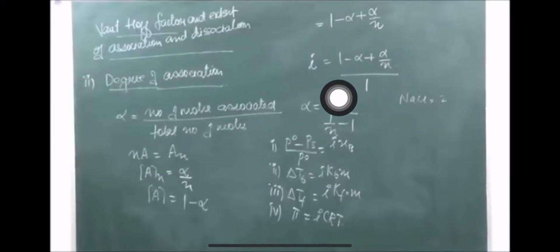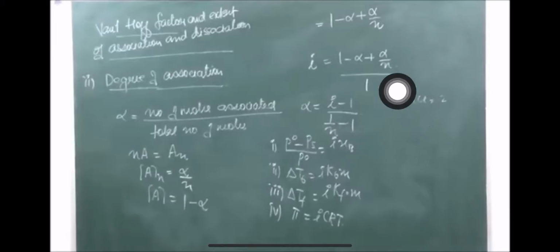So therefore i is what? i equals 1 minus alpha plus alpha upon n, upon 1. Okay, so again, what value are we taking over here? n. n means how much it is associated. Like if we are taking benzoic acid, benzoic acid is a dimer, right? Dimer means it is forming two molecules together, right? So here we will put the value n equals 2 for the same. And this value can also be written as alpha equals i minus 1 upon n minus 1.